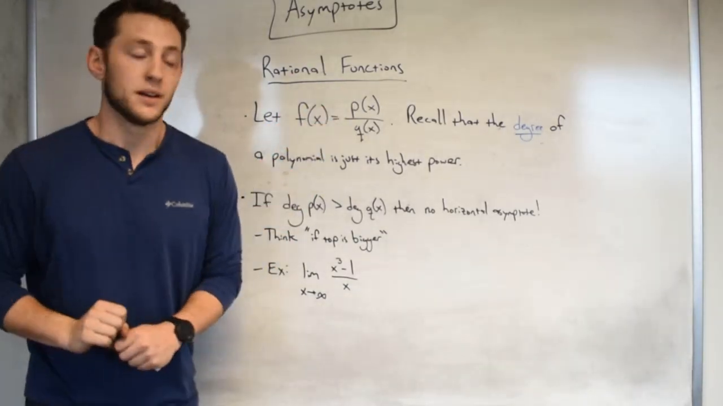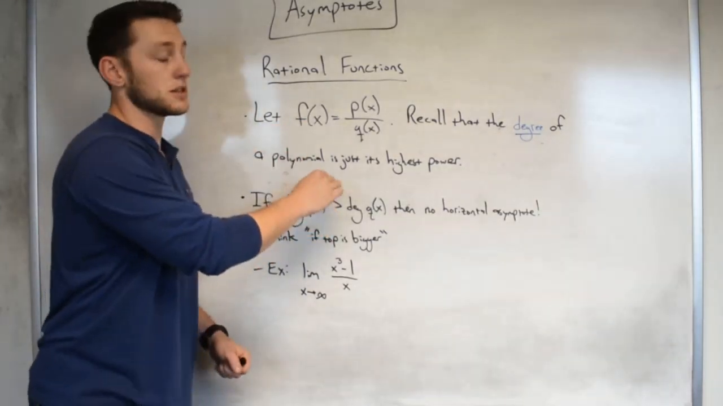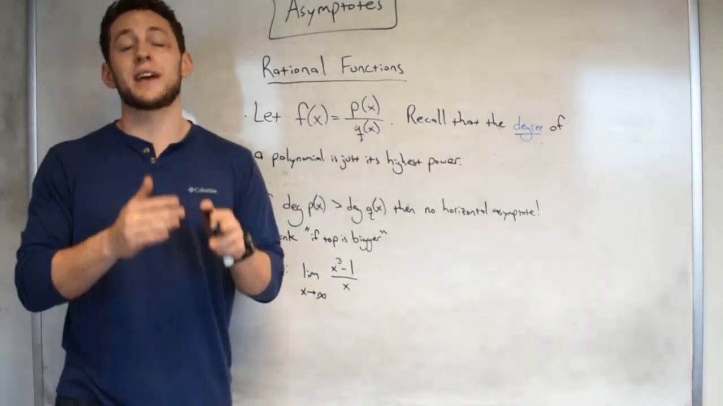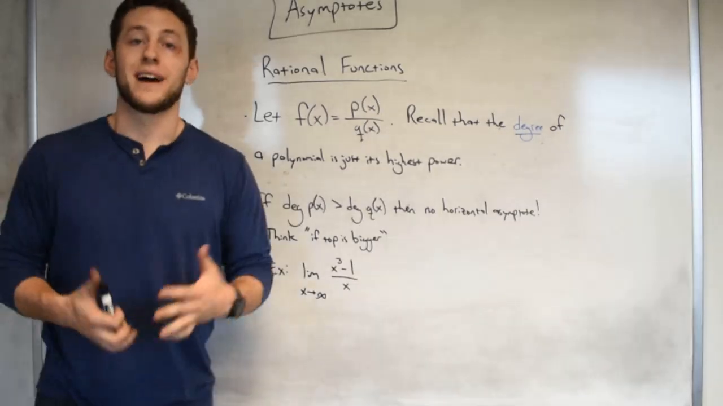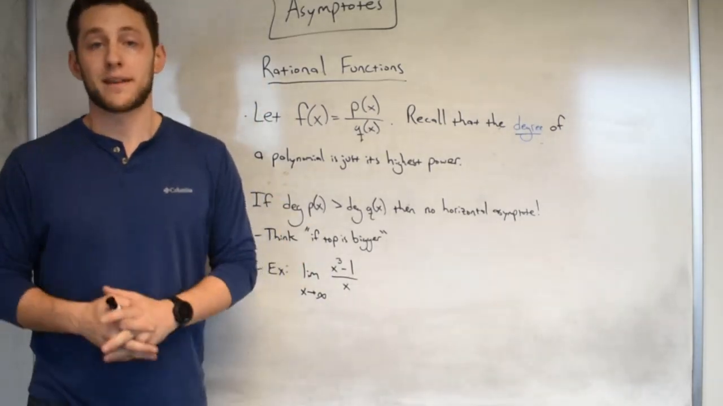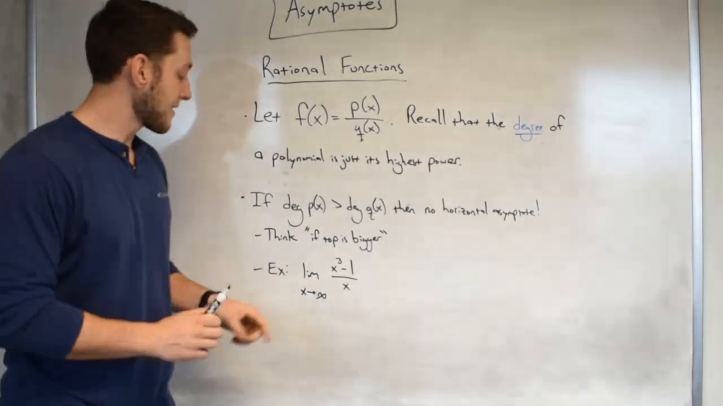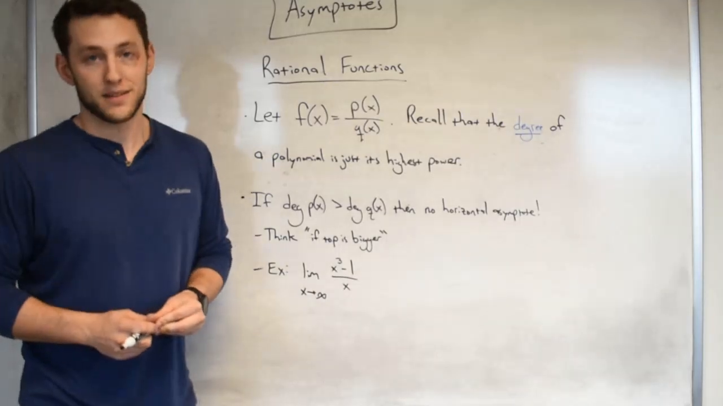We're going to have the following shortcuts based on the degrees of p of x and q of x. The first shortcut will be if the degree of the top, p of x, is bigger than the degree of the bottom, q of x. If this is the case, then we actually have no horizontal asymptote. Think about this rule as if the top is bigger, then no asymptote horizontally. For example, let's consider the limit as x approaches infinity of x cubed minus 1 all divided by x.